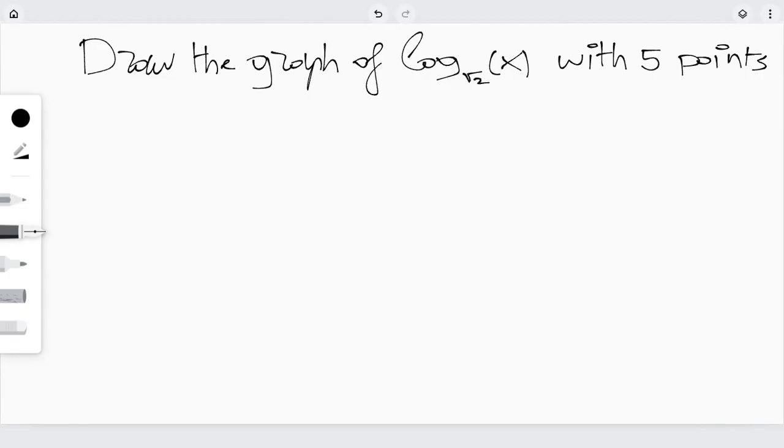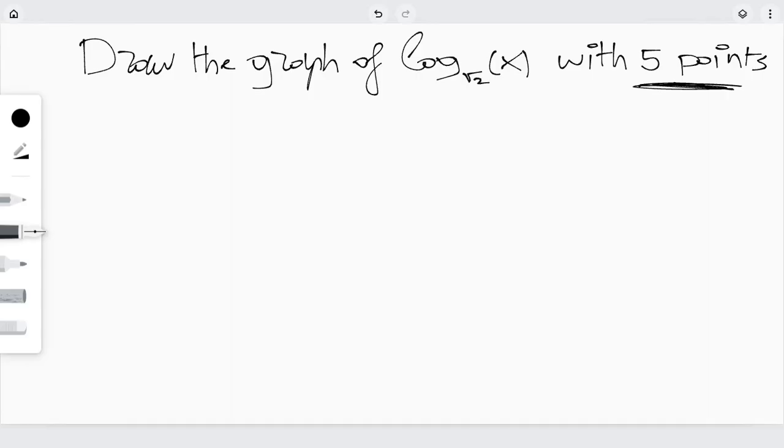So the assignment on a test without a calculator is to draw this graph of the log with base square root of 2 of x, and we need to use 5 points. When we read this assignment, we already know that there are 5 points that are going to be relatively easy to find. Otherwise, it would almost be impossible to do it on a test without a calculator.